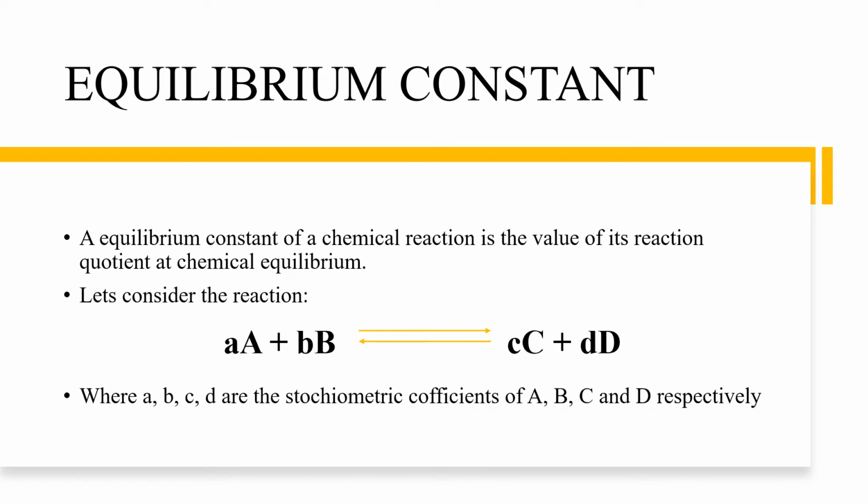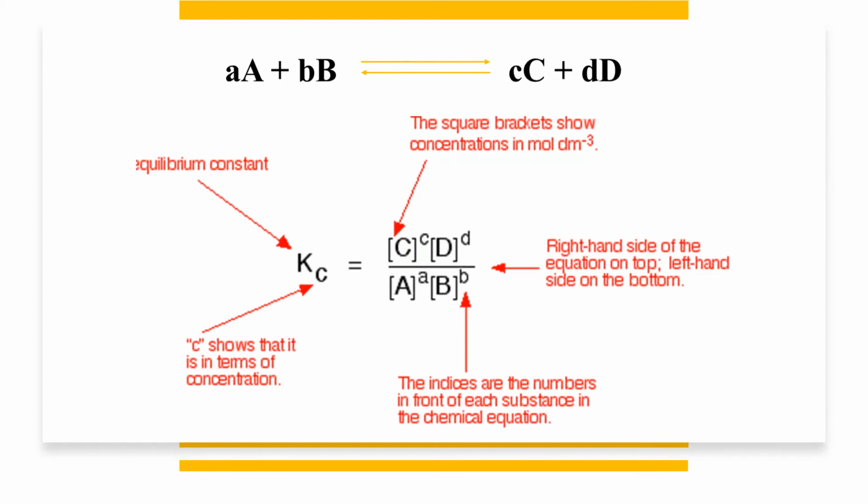Equilibrium constant. Equilibrium constant of a chemical reaction is the value of its reaction quotient at chemical equilibrium. So look at this reaction here, aA + bB ⇌ cC + dD, right? All the small letters a, b, c, and d are the stoichiometric coefficients. So given the reaction A plus B will give you C and D, how would you write the equilibrium constant for this chemical equation?